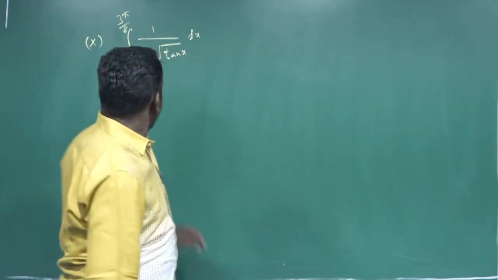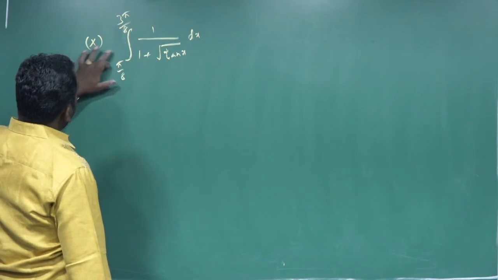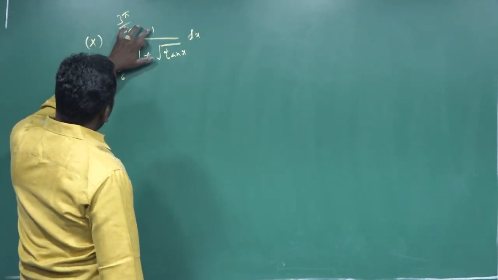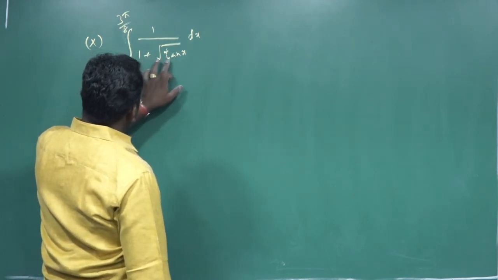Next one, subdivision number 10: the integral from pi by 8 to 3 pi by 8 of 1 by 1 plus square root of tan x dx.